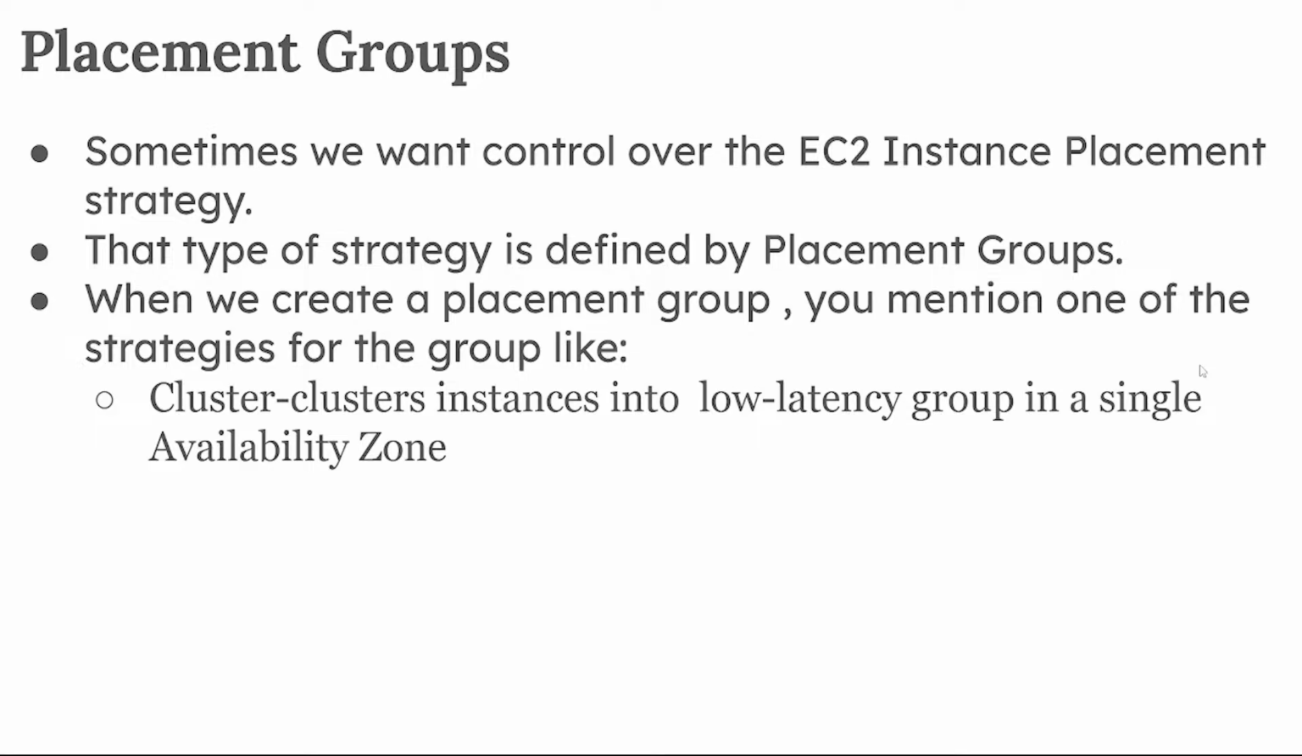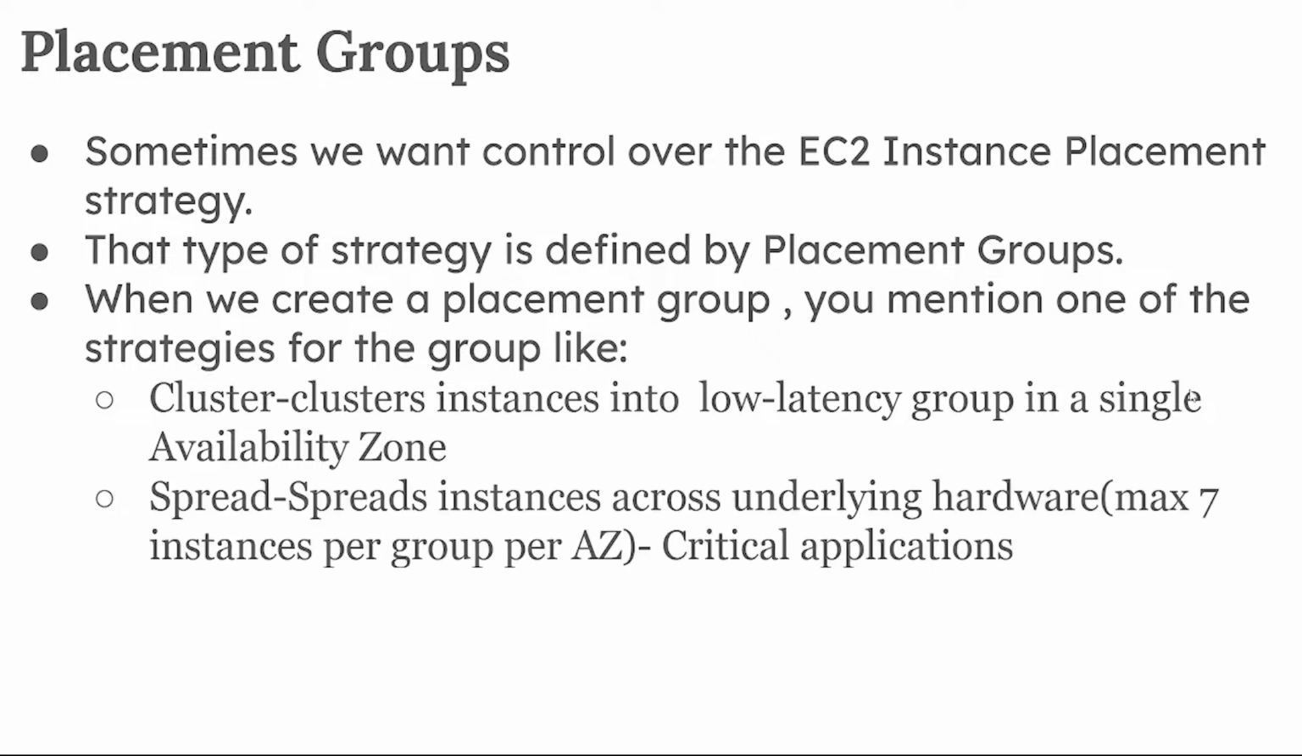Cluster. So first is cluster. Cluster places instances, all the EC2 instances, in a single cluster, into a low latency group in a single availability zone. Okay, single AZ you can say. Next is spread. Spread spreads instances across underlying hardware, a maximum of 7 instances per group per availability zone can be there, and this is used in critical applications. Okay, we will see details in a second.